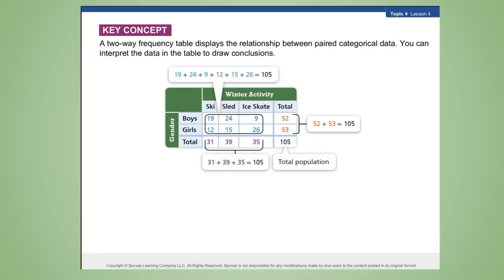This is your key concept on page 242. A two-way frequency table displays the relationship between paired categorical data. You can interpret the data in the table to draw conclusions. So if you remember, this is how it works. We've got one label and the other label. We fill in our raw data, and then we're simply going to add to get our column totals, and we're going to add to get our row totals, and this is always our grand total.